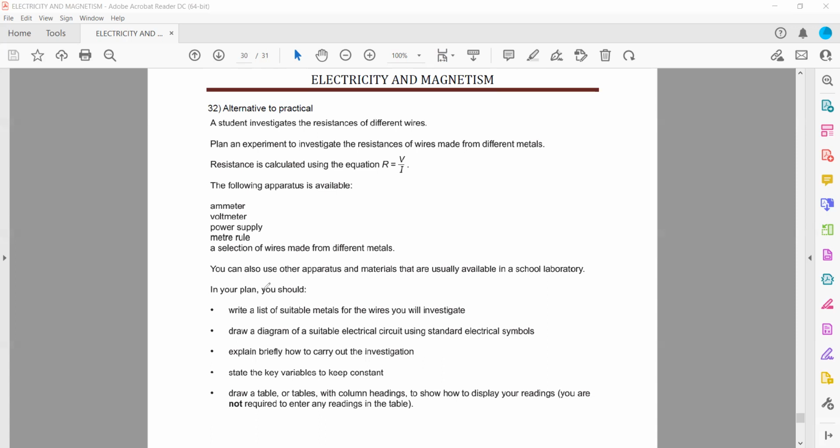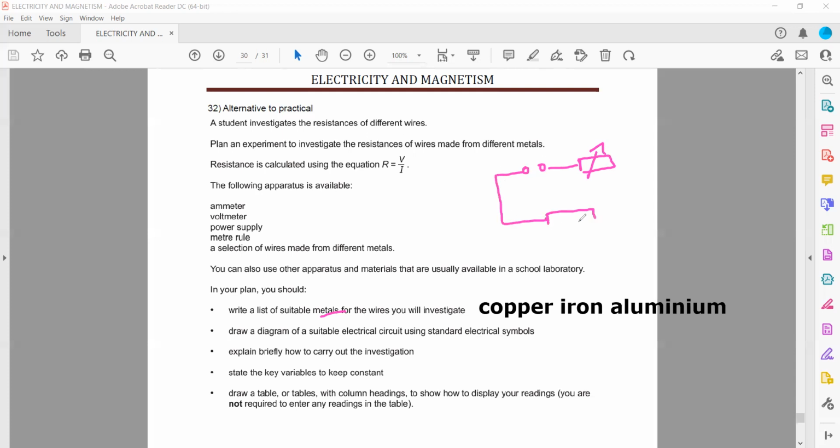First they ask, in your plan, write a list of suitable metals you will investigate. So which metals will we investigate? For example copper, iron, aluminium, and you can also mention any alloy. Then a diagram of a suitable circuit to investigate. In the circuit diagram, we have a power supply and a variable resistor to change the voltage.